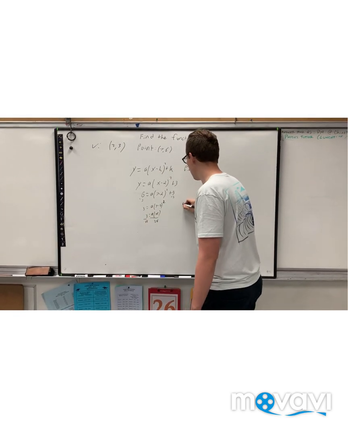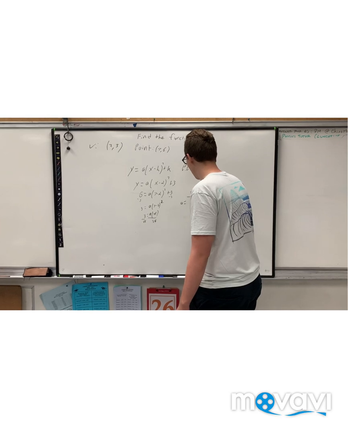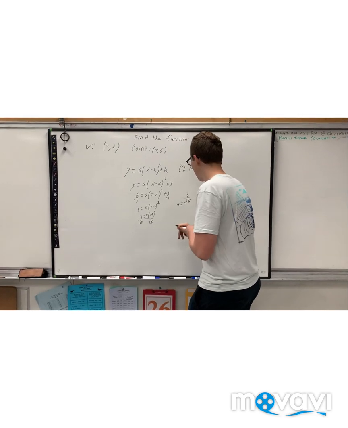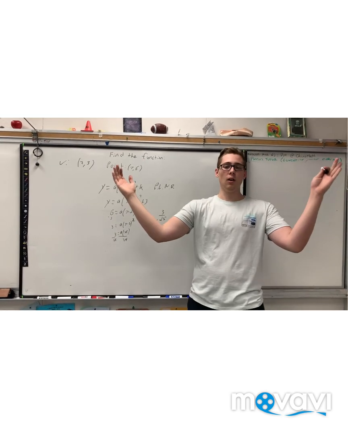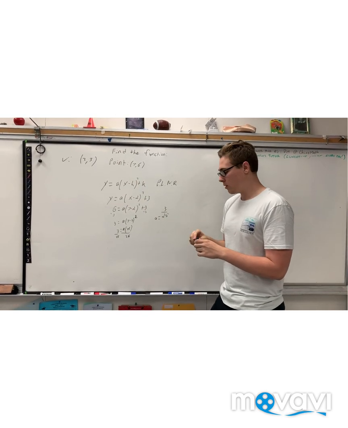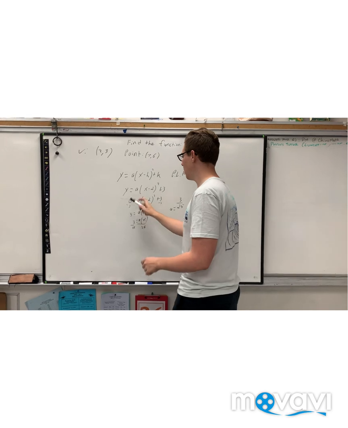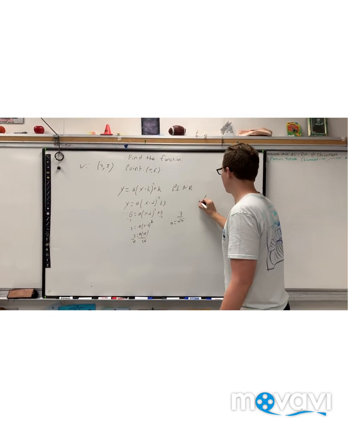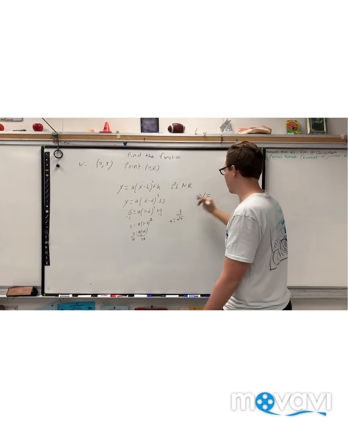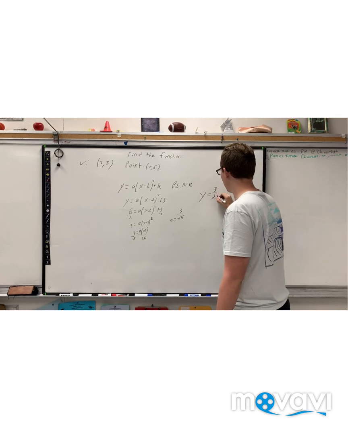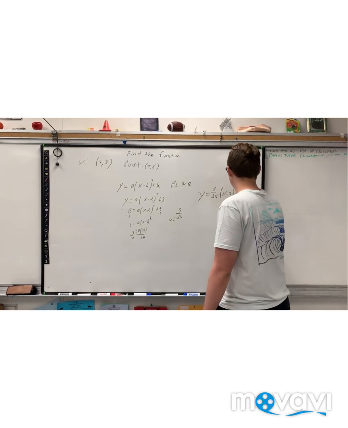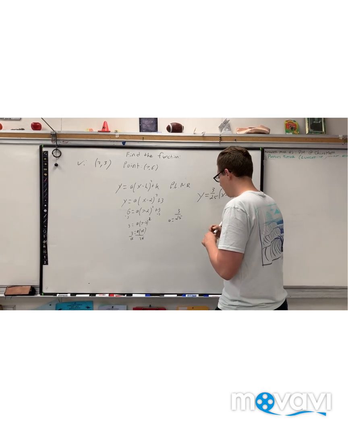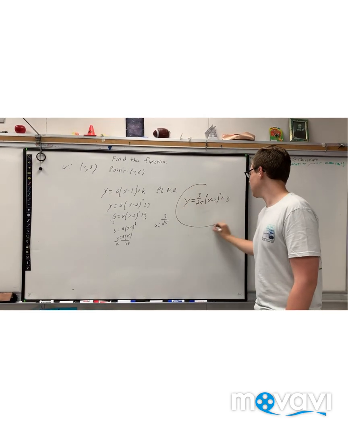You have a equals 3 over 25, which is a compression, so that will make the graph really large and long. Then with that, you can put it into the new equation, which is y equals 3 over 25 times (x minus 2) squared plus 3. And that's your function.